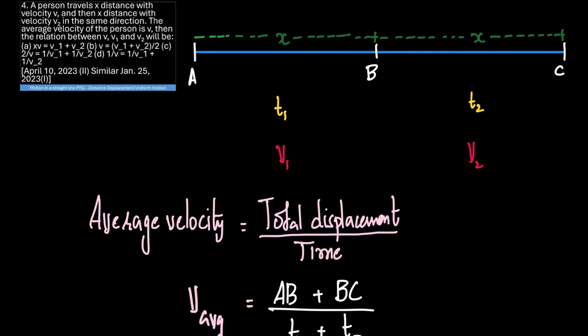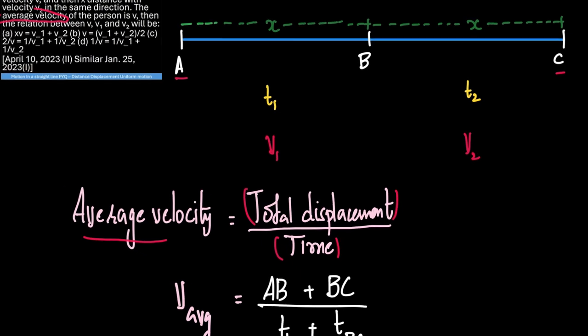Based on finding the average velocity. So average velocity is total displacement by time. What is total displacement here? It is AC, right? Which can be written as AB plus BC. Okay. And what is the total time?